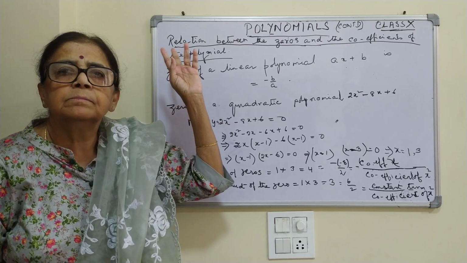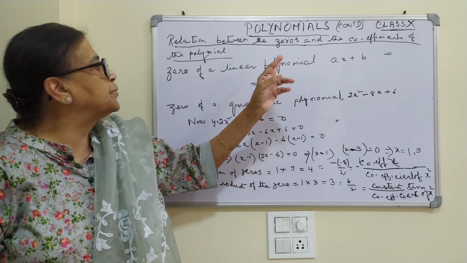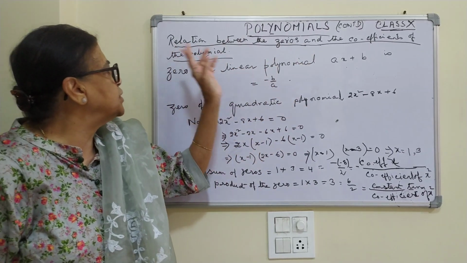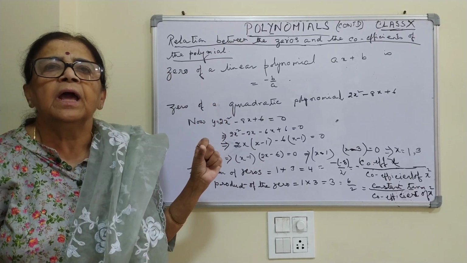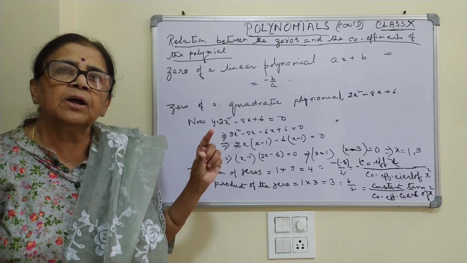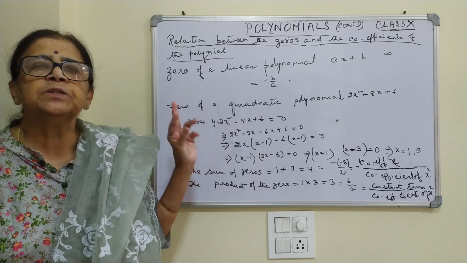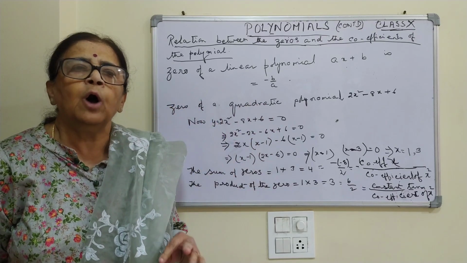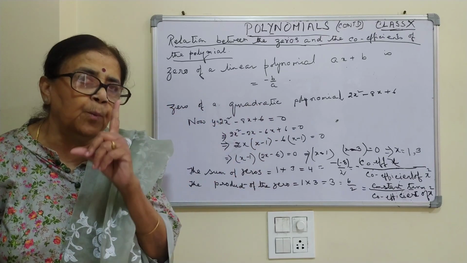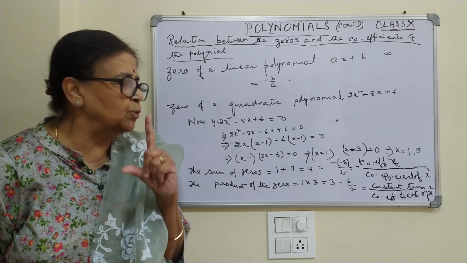Relation between the zeros of the polynomial and the coefficients of the polynomial. Zero of a linear polynomial ax plus b is equal to minus b by a. Linear polynomial means its degree is 1. How many zeros will we get? We will get 1, according to the highest power of x.